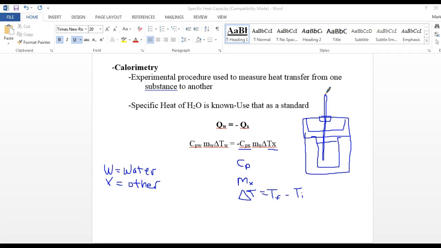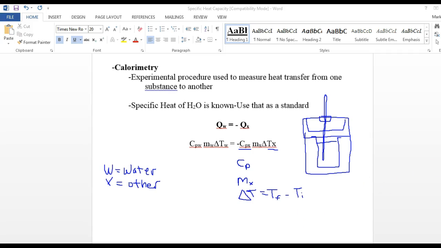You then heat the object, take the lid off, put it in here, put your thermometer back in, stir the water until the temperature stops changing. Then you can figure out any one of those: specific heat capacity of the object, the mass of the object, or the change in temperature of the object. Even you can figure out, if you know the temperature final, you can figure out temperature initial. So we're going to try that, see how it goes.